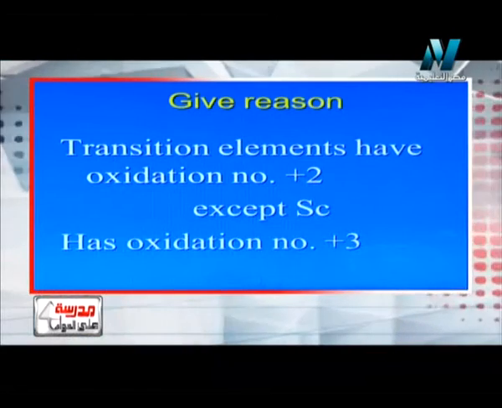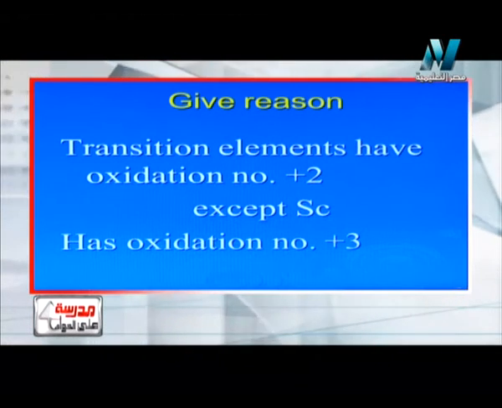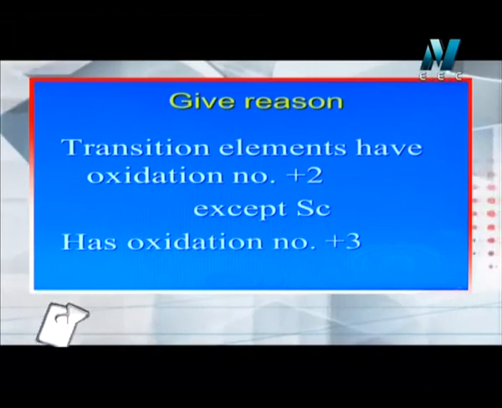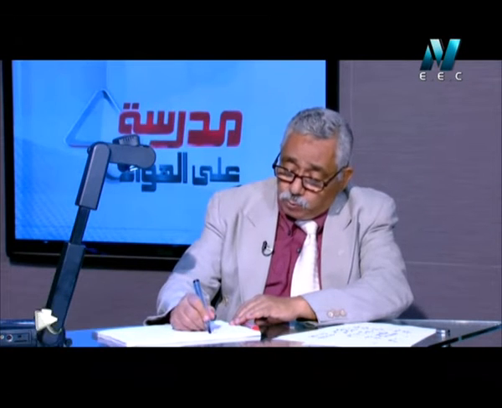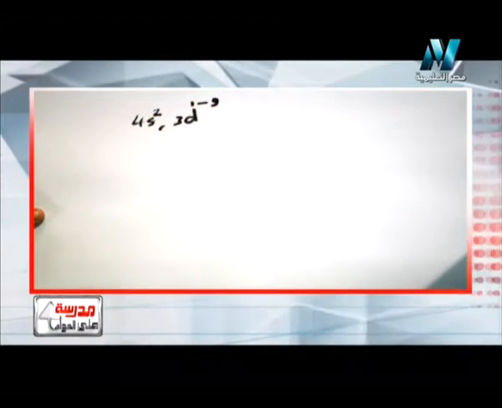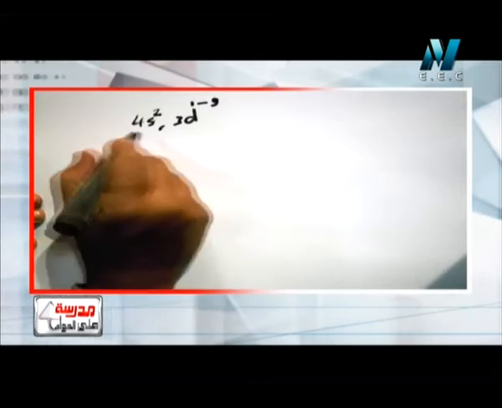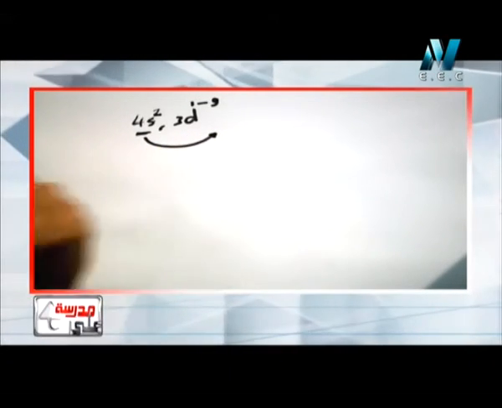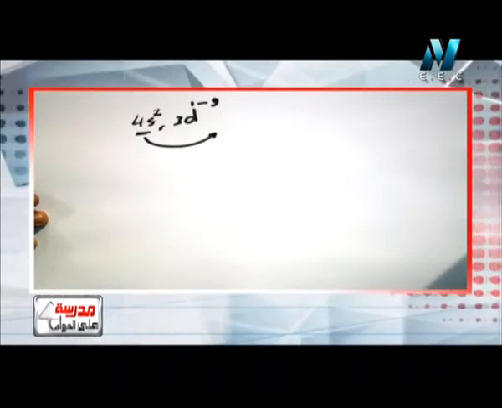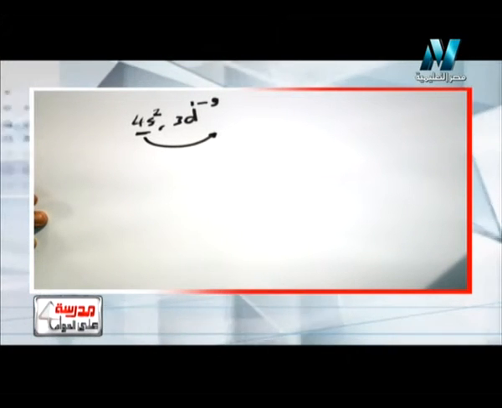The next question said that transition elements have oxidation number positive 2 except scandium, its oxidation number positive 3. So the scandium hasn't positive 2 oxidation state. Why? At first, all transition elements contain 4s2 and 3d from 1 up to 9, not 10. We said that when it contains 10, it will be non-transition element. So we said that it loses electrons from 4s at first. So all transition elements can give the oxidation number positive 2 when they lose 2 electrons from 4s.